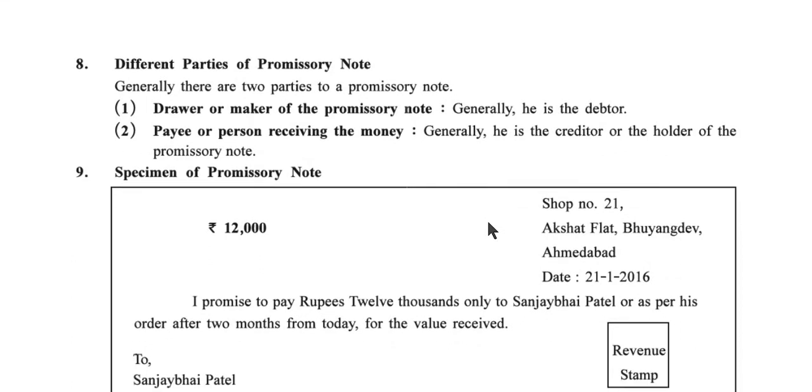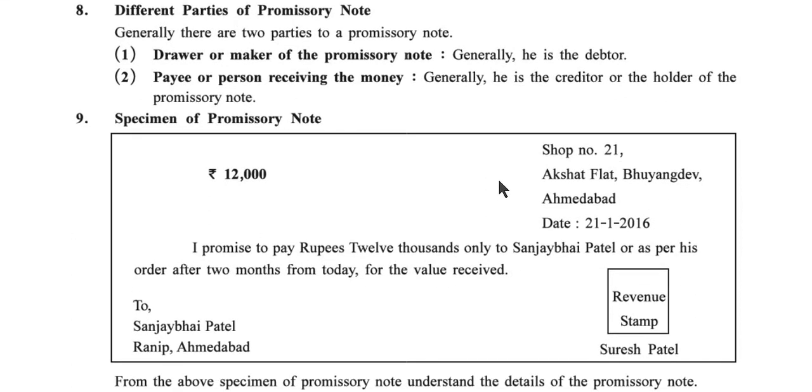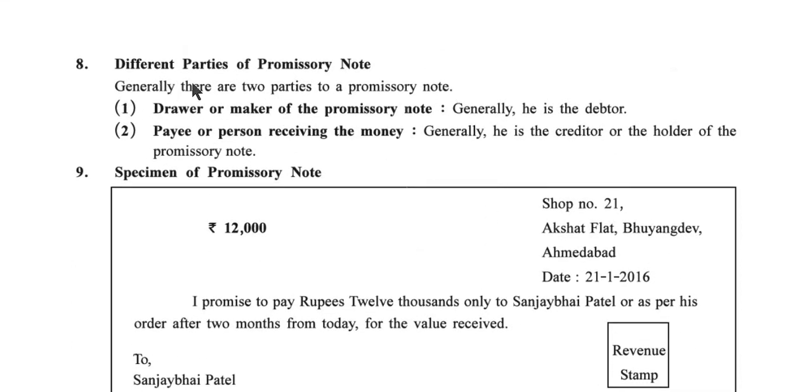Now, 8th point, different parties of promissory note. Generally, there are two parties to a promissory note. First, drawer or maker of the promissory note. Generally, he is a debtor. Second, payee or person receiving the money. Generally, he is the creditor or the holder of the promissory note.